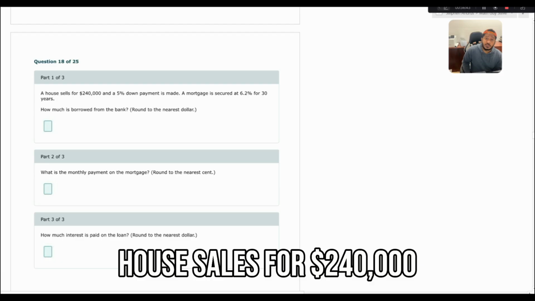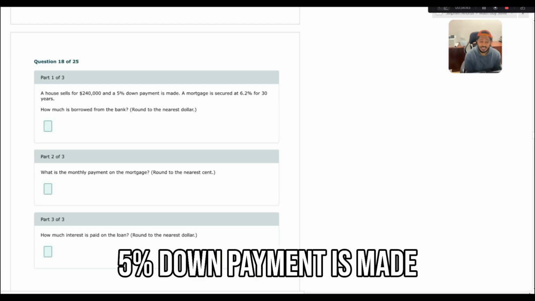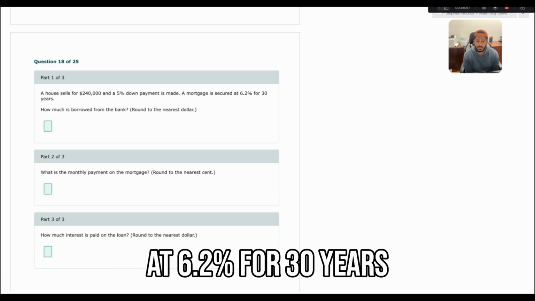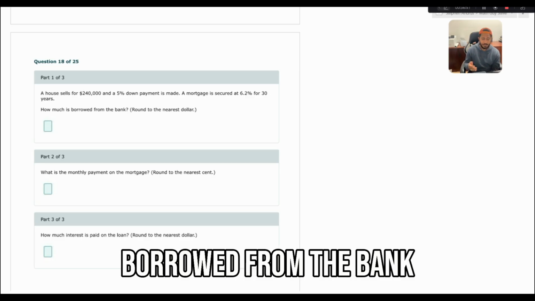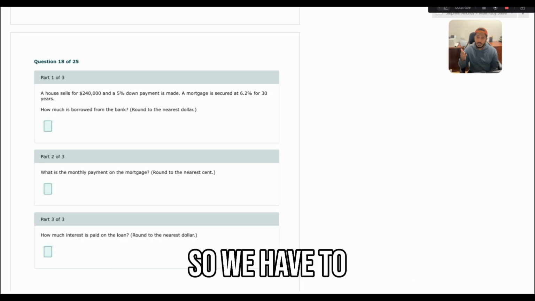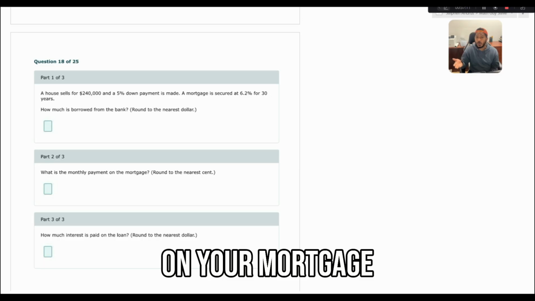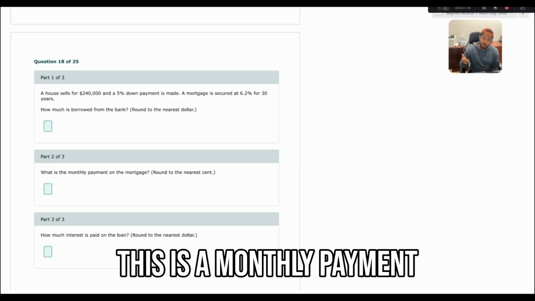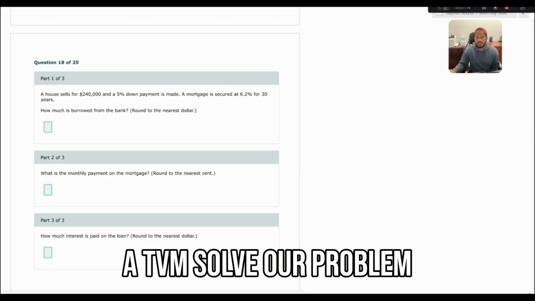This says a house sells for $240,000 and a 5% down payment is made. A mortgage is secured at 6.2% for 30 years. How much money is borrowed from the bank? So a mortgage essentially is a loan, okay? So we have to keep that in mind, and you pay monthly on your mortgage. So because we know this is a mortgage and a monthly payment, this is a TVM Solver problem.